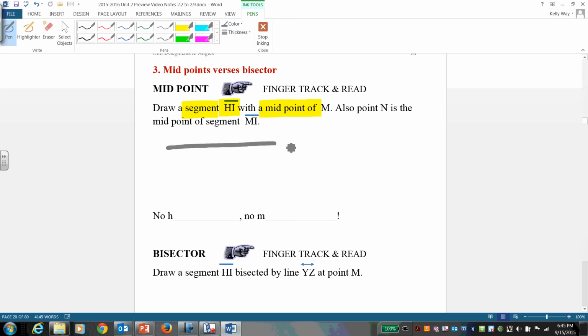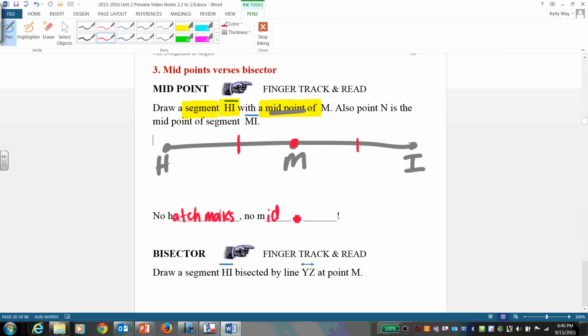So we have a segment. That segment is HI, and we have an exact middle of M. Now watch very carefully. You must have hatch marks to say that M is in the exact middle. That one set of hatch marks means that those two pieces are equal. If you don't have hatch marks, you don't have a midpoint. No hatch marks, no midpoint.